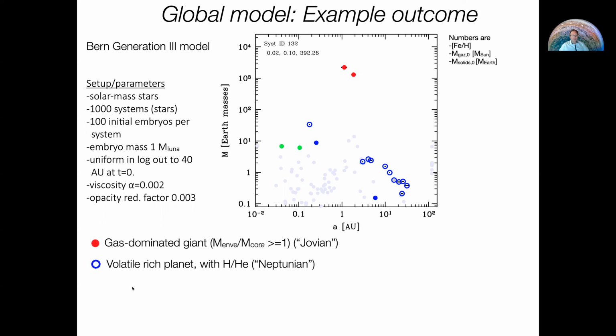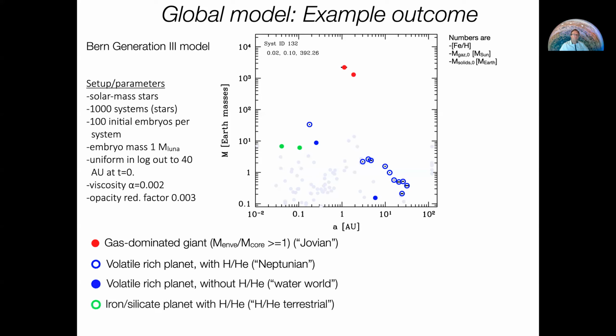We can have volatile-rich planets with hydrogen helium, so Neptunian planets. We can have volatile-rich planets without hydrogen helium, so this would be water worlds. We can have a planet type we don't have in the solar system: iron silicate planets with hydrogen helium. There is none in this system here. And then there are iron silicate planets without hydrogen helium, so something like Earth-like planets.